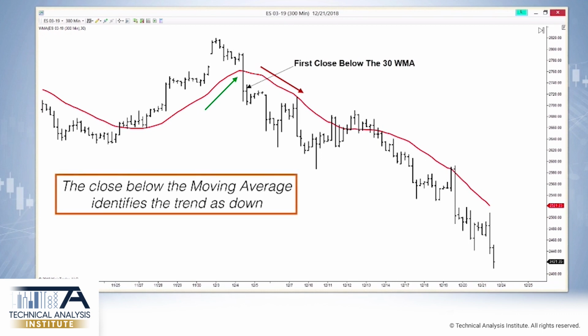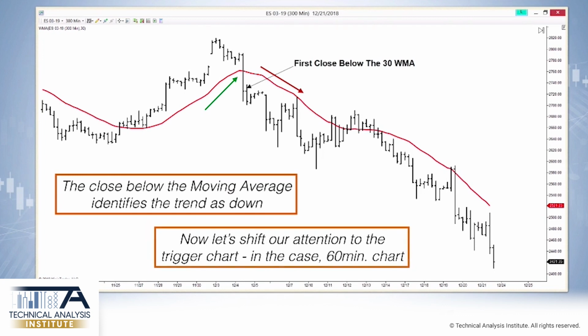So what should we do after we see the first close below the moving average that is already pointing down? The first step to identify the trend has already been done. The trend is down and we got a close below the moving average. Our job now is to switch our attention to the trigger chart, which in this case, respecting the factor of 5, is the 60-minute lower time frame.